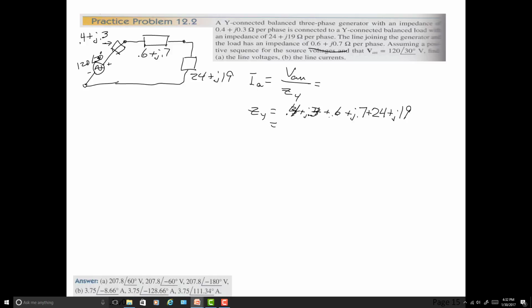Okay? So this little part is what I said before. This is 0.4 plus 0.6 is 1 plus 24. So it's 25 plus J, 1 plus 19 is 20. Okay? So now I've got, this I recognize as a 4, 5, but unfortunately neither one of those is the hypotenuse, so it's not going to help me out. Okay? Did I do something wrong here? 0.4 plus 0.3, 0.6 plus 0.7, that's 1 plus 1, 25 plus J21.